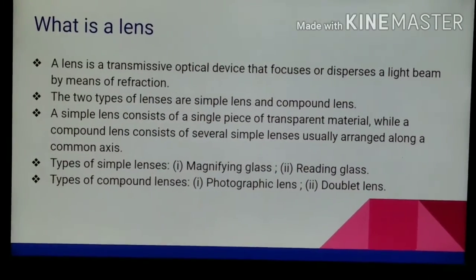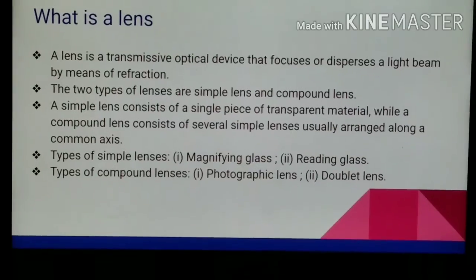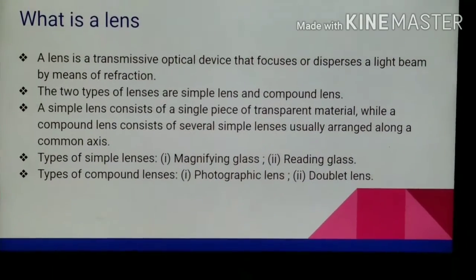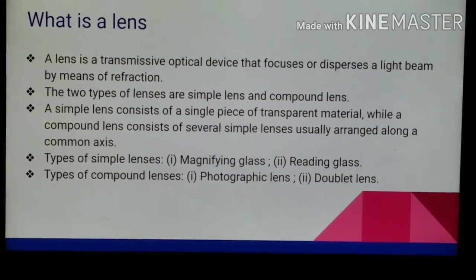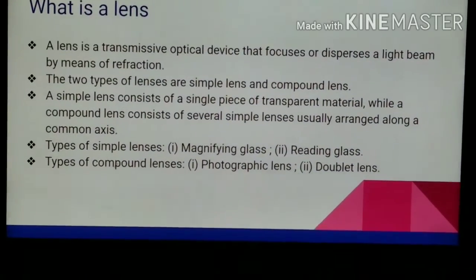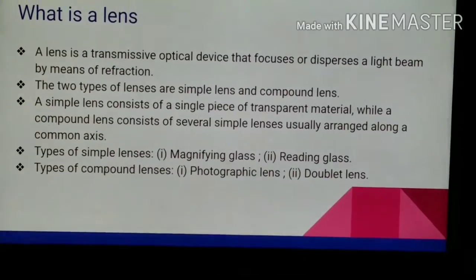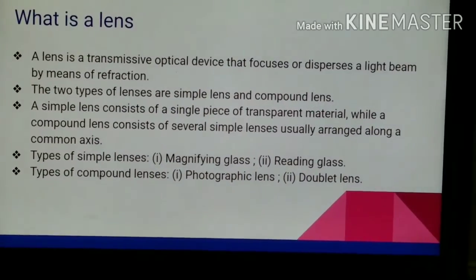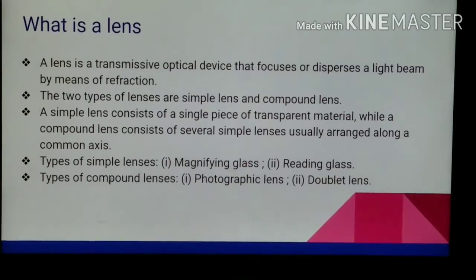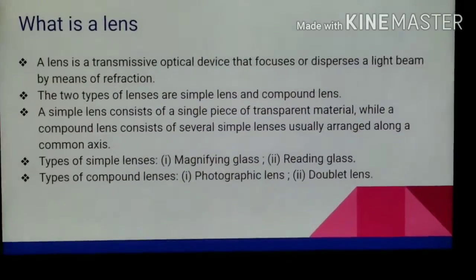The two types of lenses are simple lens and compound lens. A simple lens consists of a single piece of transparent material, while a compound lens consists of several simple lenses usually arranged along common axes. Some types of simple lenses are magnifying glass and reading glasses, and some types of compound lenses are photographic lenses and doublet lenses.